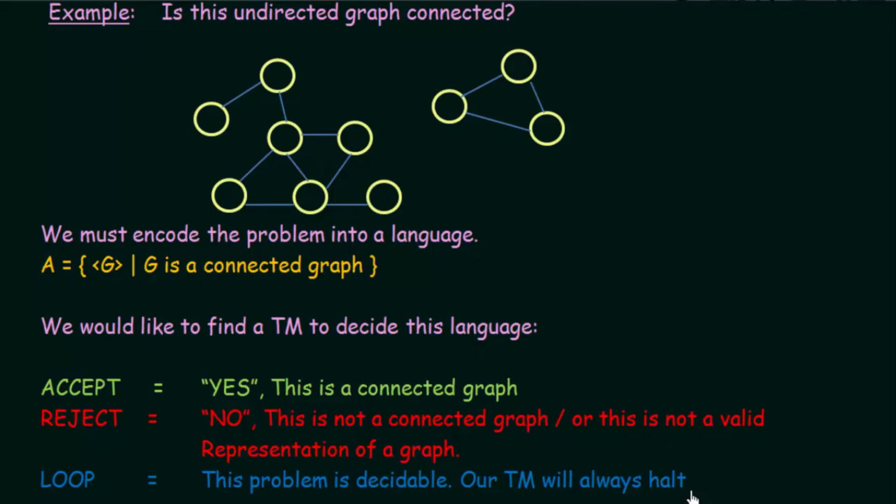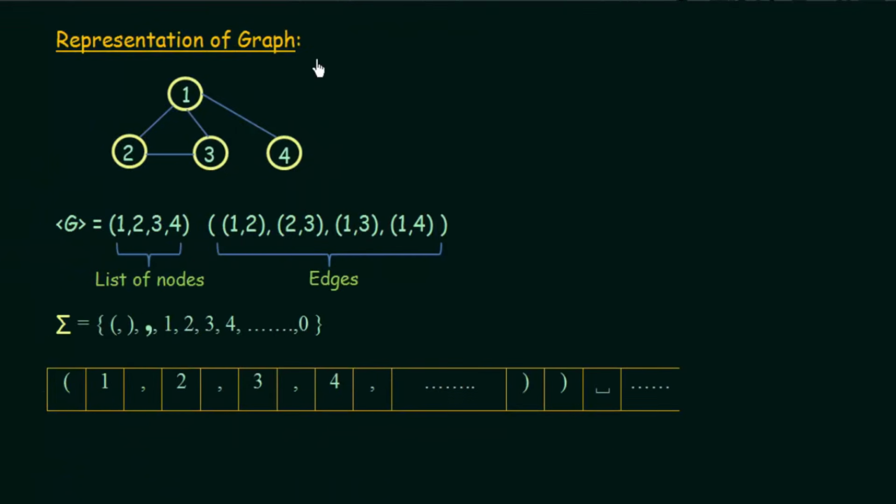But we should be careful to design a Turing machine that will not loop because this is a decidable problem. Alright, now let's see how we can represent this graph so that we can design it using a Turing machine. So here I have shown the representation of the graph. So we need a way in which we can represent the graph so that we can feed it into our Turing machine. So here I have given some numbers to the nodes in order to recognize which are the nodes.